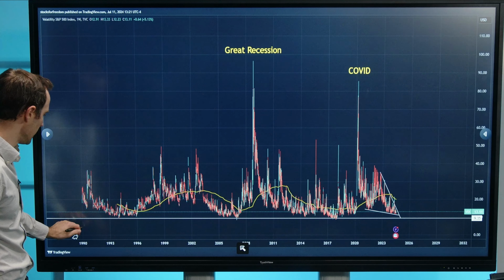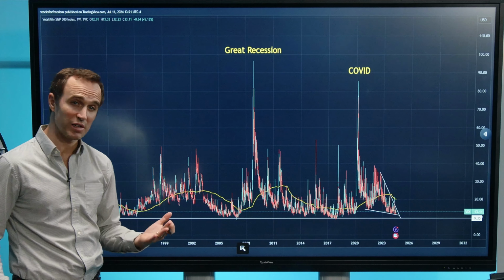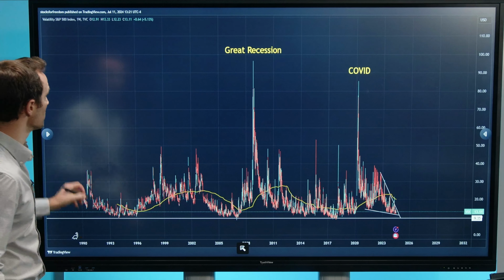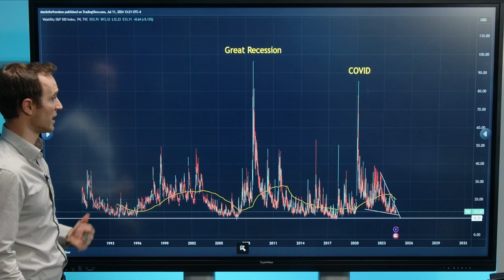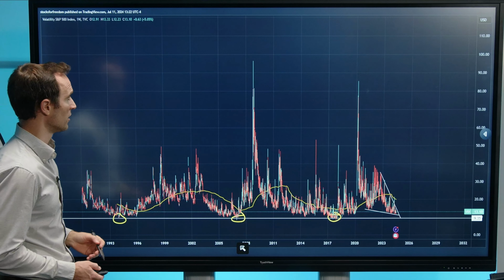You can see that this data goes back to the 1990s. If the Great Depression were charted here, back in the 1920s and 30s, you would probably see a spike up to the ceiling. That's how much volatility and fear was in the market at that time.